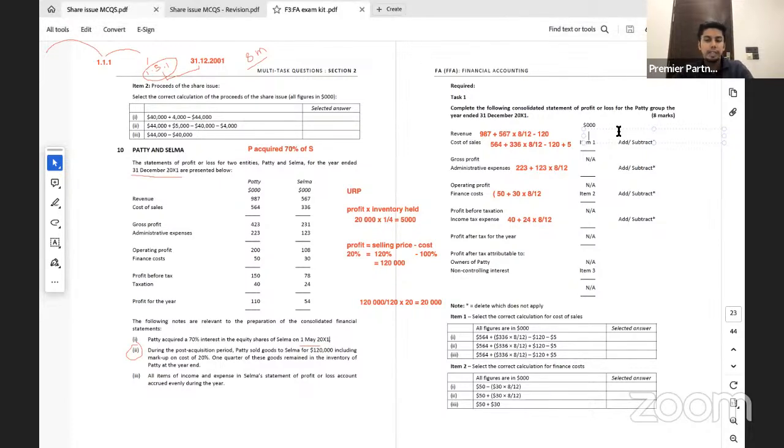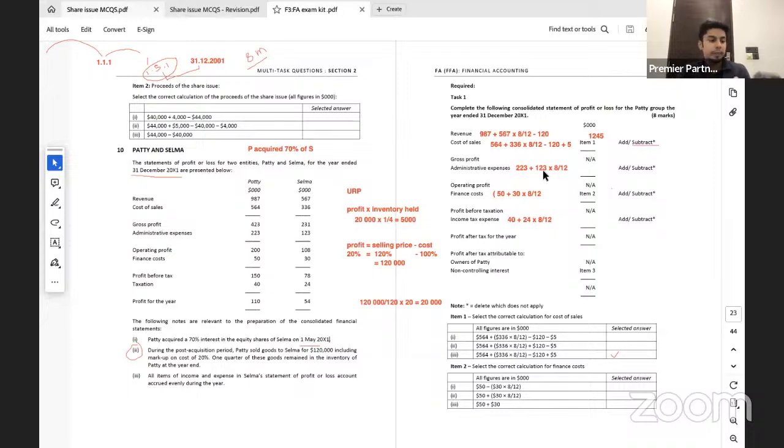So for sales, I'm getting 1245. Right, this one, guys, item number 1. Let's see what is item number 1. 564 plus 336 into 8 over 12 minus 120 plus 5. 564, this is okay. Minus 120. Plus 5. So it has to be, guys, what? Roman number 3. That has to be the correct answer. Subtract. So when you do this, the answer will get updated.